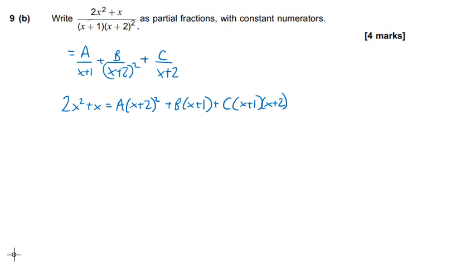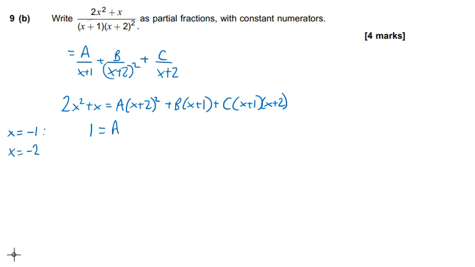And the easiest way to do that is to choose appropriate values. So if, for example, we pick x is equal to minus 1 first of all, the left hand side becomes 2 times 1 minus 1, so that's just 1. And the first term here becomes minus 1 plus 2 is 1, so we just get a, and the other two terms disappear. So we immediately get a is equal to 1.